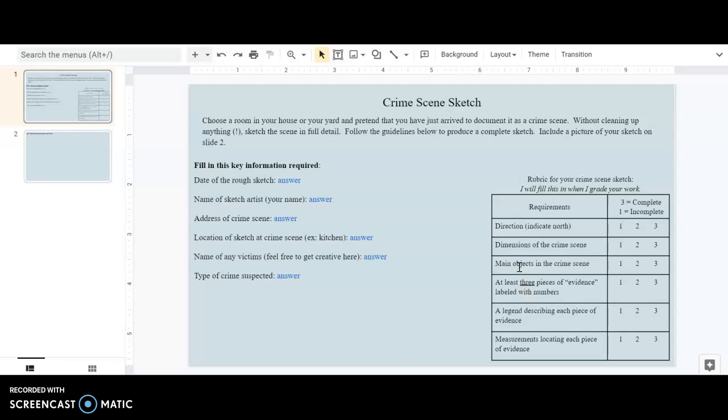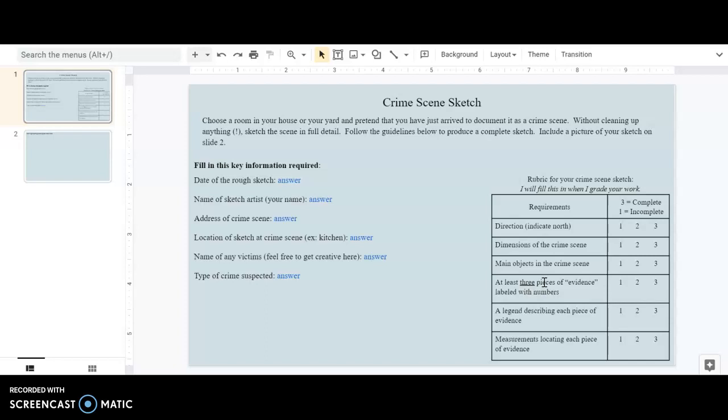So this would include furniture. This would include structural things like this is a window and this is a door. This would also include any kind of notable thing of interest, like here's a soda can that has been left behind. That also would then get labeled as evidence because we're talking about a spilt soda stain, right? So you would number it with a 1, and you need at least 3 pieces of evidence.